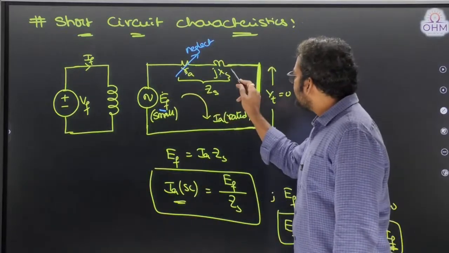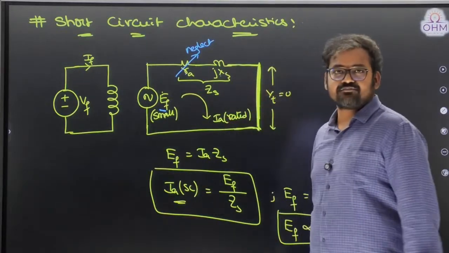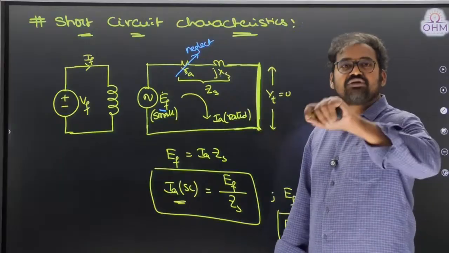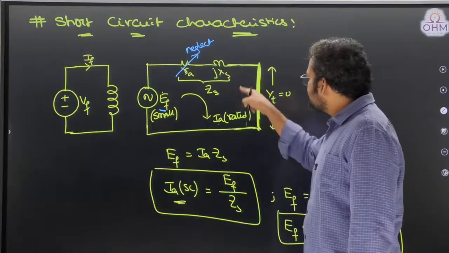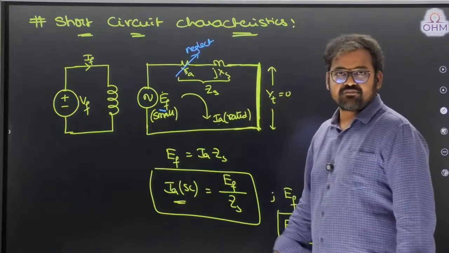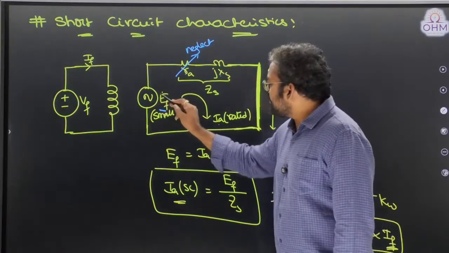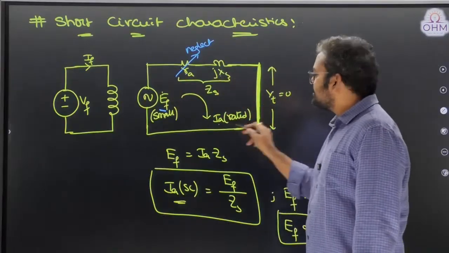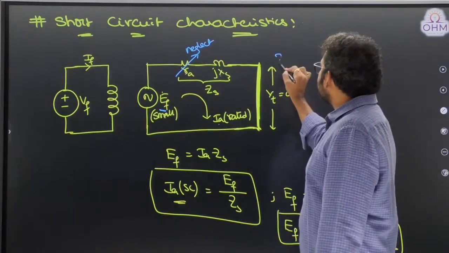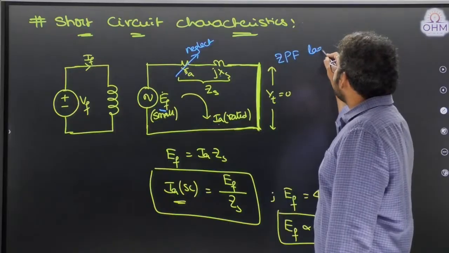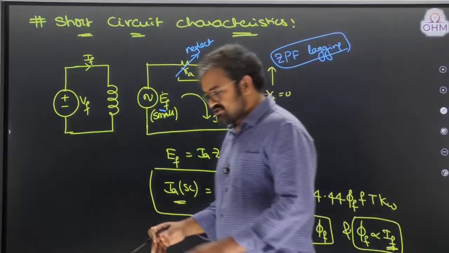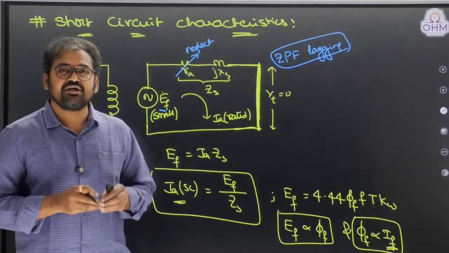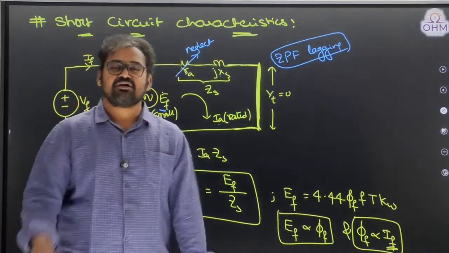Can I say the only parameter available is XS only? And XS is an inductive reactance. Therefore, this armature current is simply passing through a pure inductor. Therefore, is it looking like a voltage source in series with a pure inductor? What is the power factor of the circuit? ZPF lagging. So during a short circuit condition, the alternator will operate at zero power factor lagging.